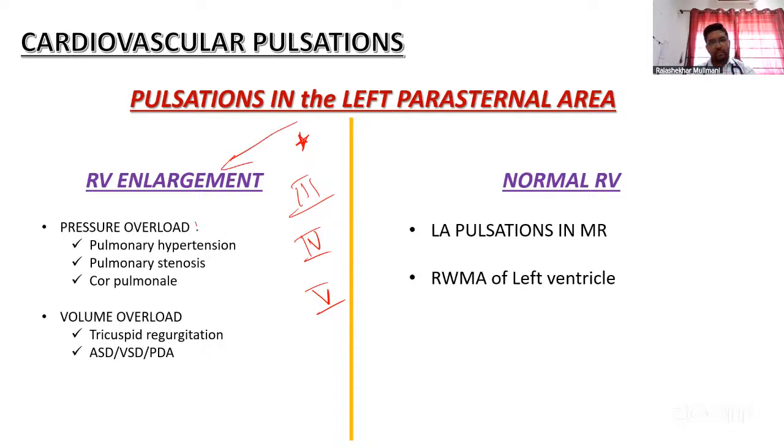It can be right ventricular pressure load conditions or right ventricular volume overload conditions. These usually manifest as pulsations in the left parasternal area, which we are going to confirm by palpating for the parasternal heave or impulse. Sometimes even the RV can be normal, yet we can see some pulsations in the left parasternal area. The main two reasons are a very large LA, usually seen in mitral regurgitation, and sometimes a regional wall motion abnormality of the left ventricle can also be seen as a parasternal area impulse.